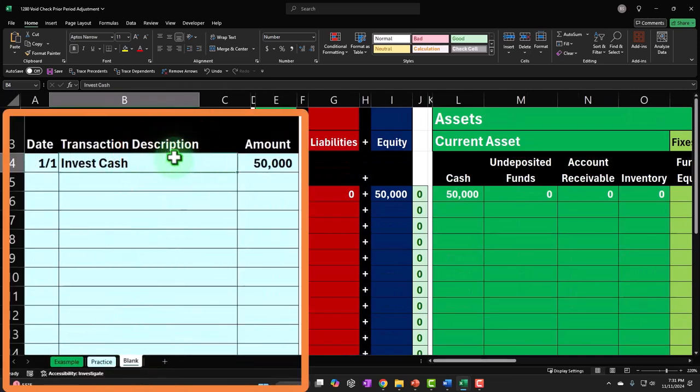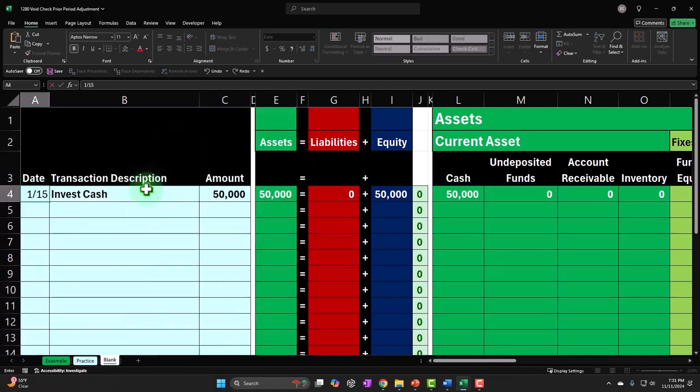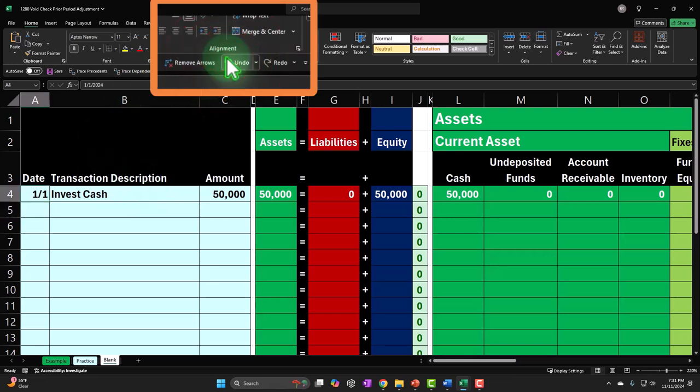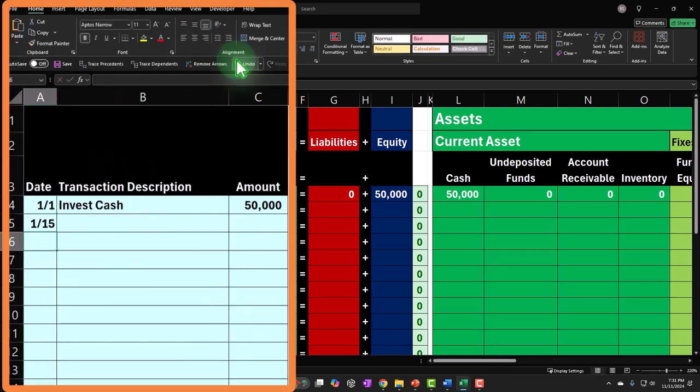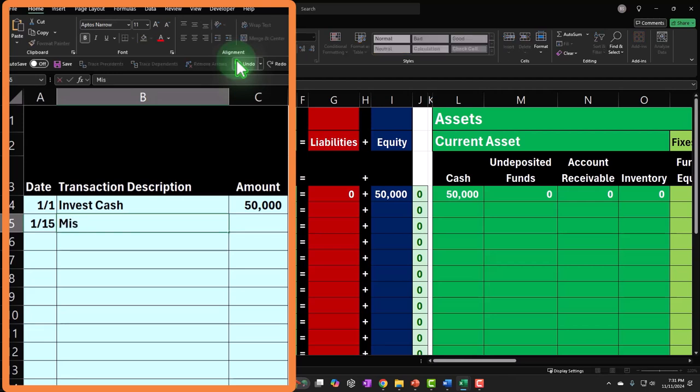We're starting out with just that $50,000 in cash as the initial investment. The other side's in the equity. So let's start by just writing a check. So we're going to say 115. Oh, wait a sec. Wrong space. I'm going to say on 115. Let's just say it's a miscellaneous expense. Miscellaneous expense paid with a check.